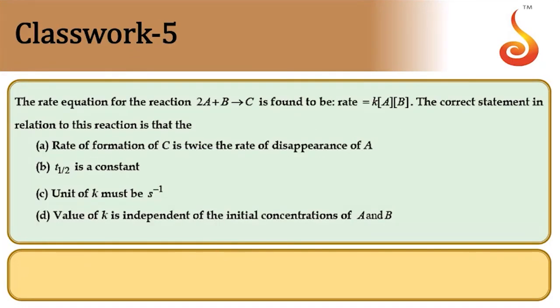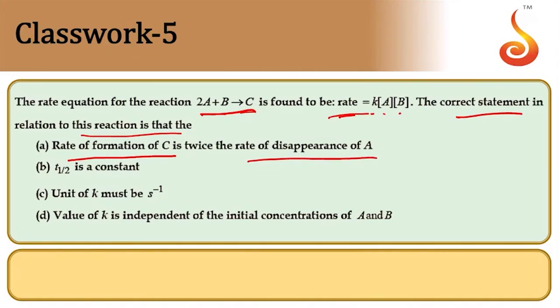Then, the rate equation for the reaction 2A plus B giving rise to C is found to be rate equal to K into A into B. The correct statement in relation to this reaction is: the rate of formation of C is twice the rate of disappearance of A. So one has to write the rate of formation of A and then C.